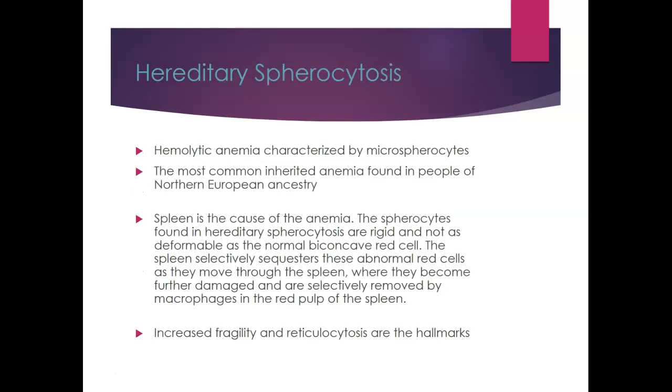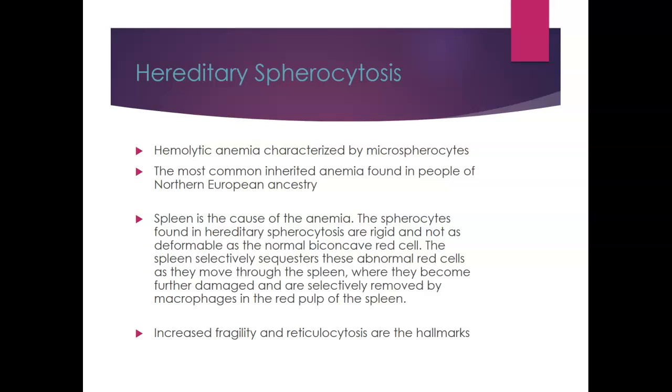All right, so let's look at the first one. The first one is hereditary spherocytosis. This is a hemolytic anemia characterized by microspherocytes. So they're really small, dense, and they do not have a large central area of pallor, okay? This is the most common inherited anemia found in the people of North European ancestry.